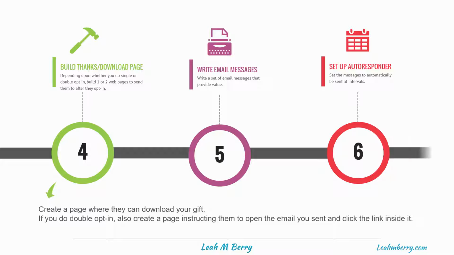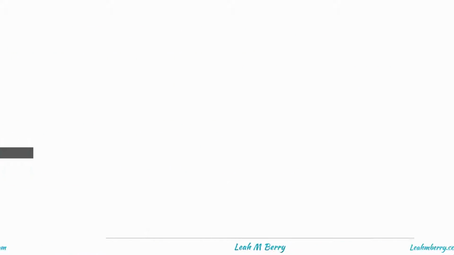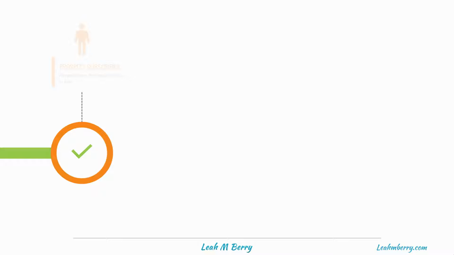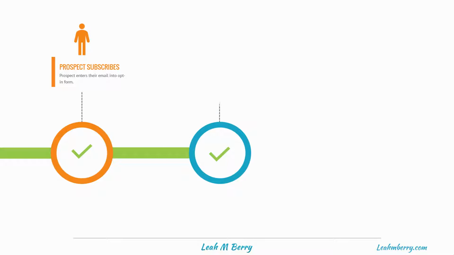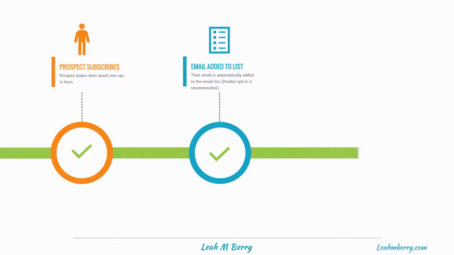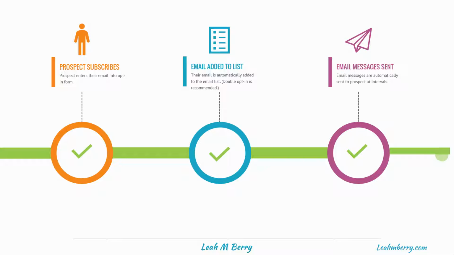Once you have the autoresponder set up, the next steps happen without you. When a prospect comes in and subscribes to your email list, you don't have to do anything. They enter their email, and their email address is automatically added to your list, whether it be on Aweber or whatever the case may be. And then, once they're added to the list, all of your email messages, whether it be 1, 10, or 100 or more, are automatically sent at the intervals that you've already specified.